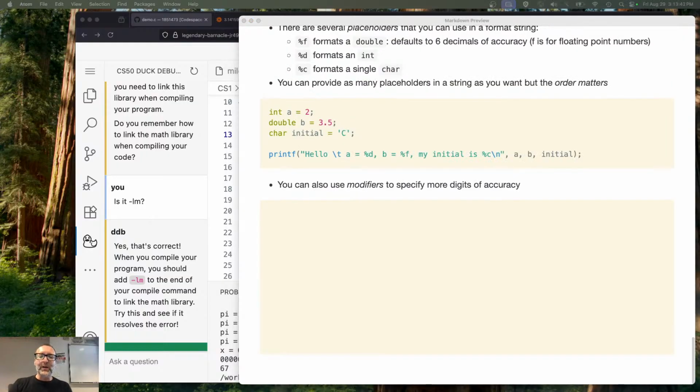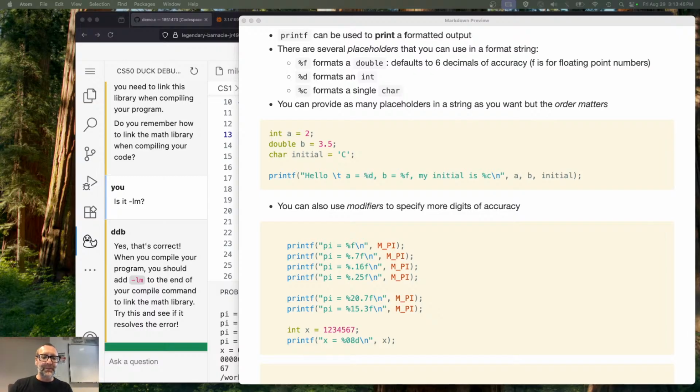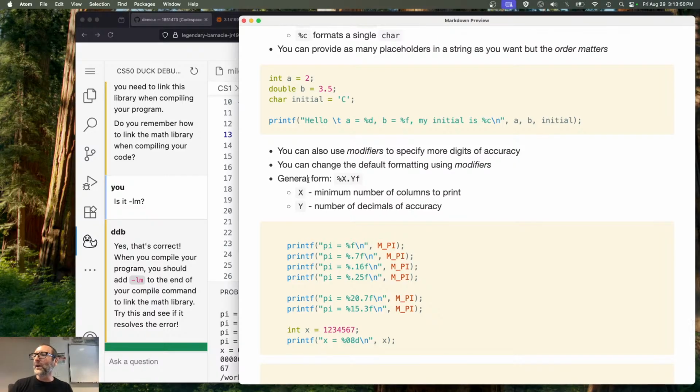If you're an actuary and you want to produce a nice-looking table, then you would do something like that. And once again, those are their examples. Let's come back up here. The general form is x.yf, where x is the minimum number of columns to print, and y is the number of decimals of accuracy to print.